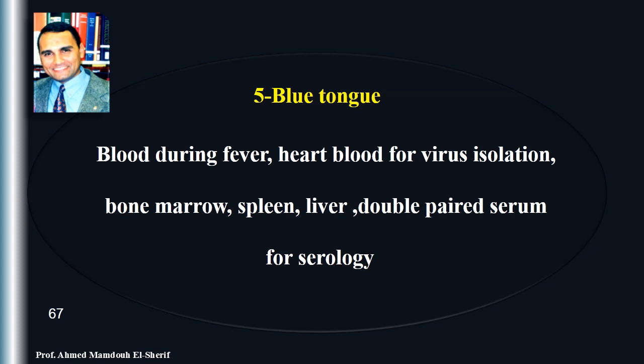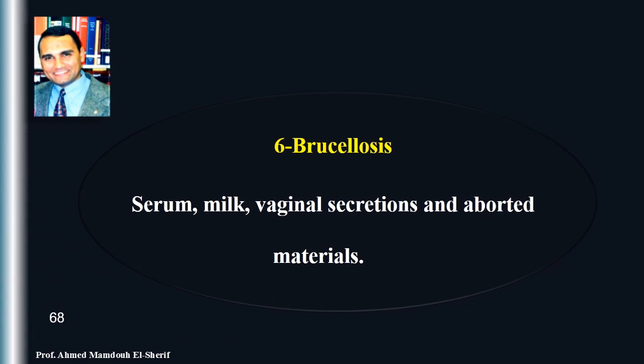In case of blue tongue disease, samples are blood during fever, heart blood for viral isolation, bone marrow, spleen, liver, double-paired serum for serology. In case of brucellosis, the samples are serum, milk, vaginal secretions, and aborted materials.